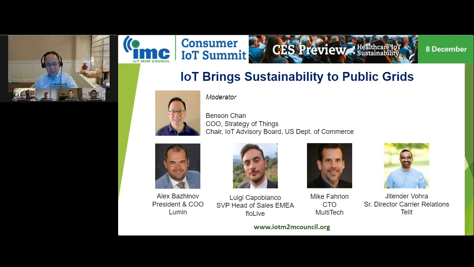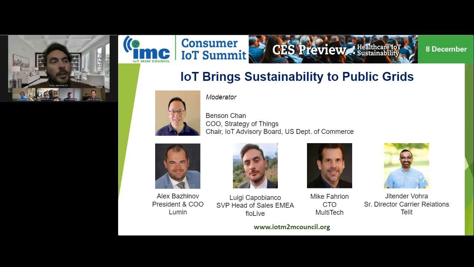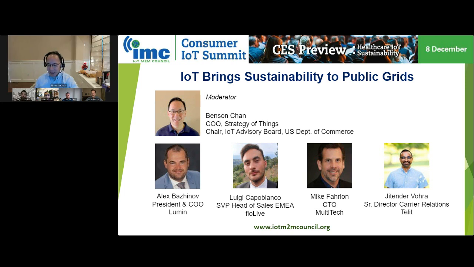Mike or Luigi? Yeah, in general, Benson, if I can add one thing, I think in general IoT helps in enabling us to have a lot of data, which ultimately allows companies to reduce the amount of electricity used in smart lighting, reduce the amount of water because you can detect a leak much earlier than before, reduce the fuel your waste collection truck needs because you can optimize the route. So I think reduction is an important word when it comes to IoT in sustainability. Yeah, that's a great point.